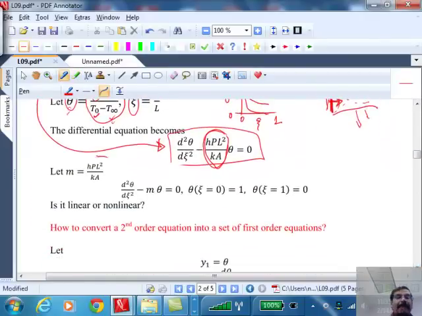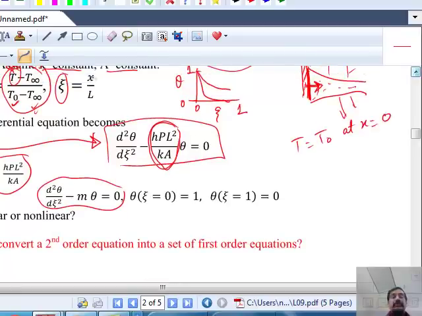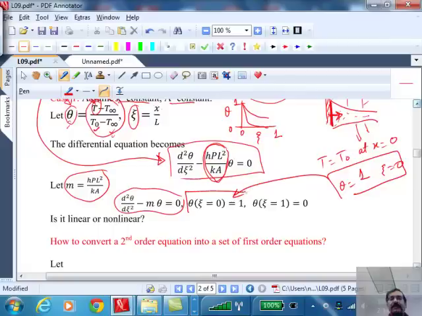So this M is called a dimensionless group, which is h times P times L squared over kA. And the equation becomes this. We also need to transform the boundary conditions, which is very simple. You know that T is equal to T0 at x equal to 0. So when x equal to 0, what is psi? From the definition, psi is 0. When T equal to T0, what happens to theta? You have T0 minus T infinity divided by T0 minus T infinity, which is 1. So that is your first boundary condition: theta at psi equal to 0 is 1.